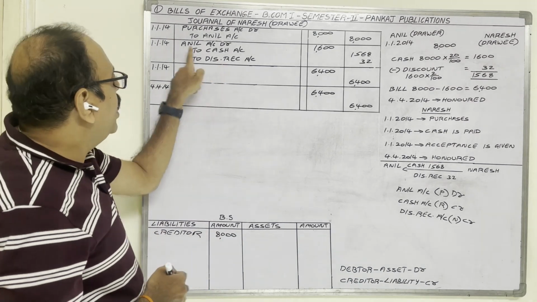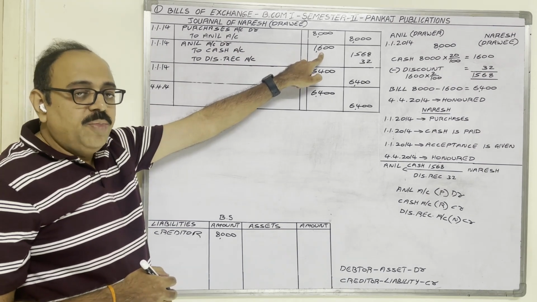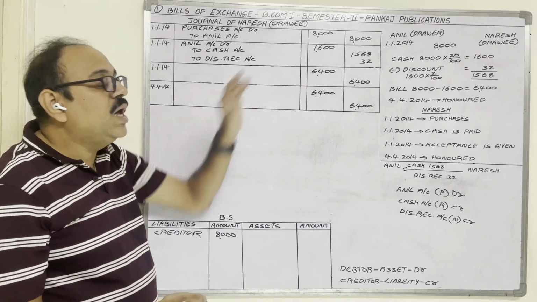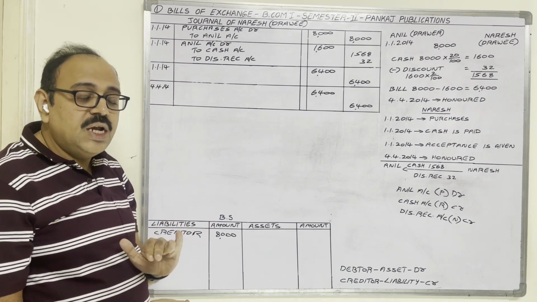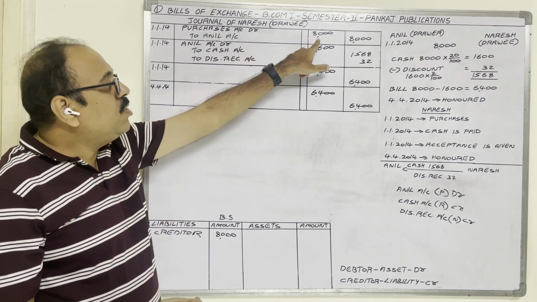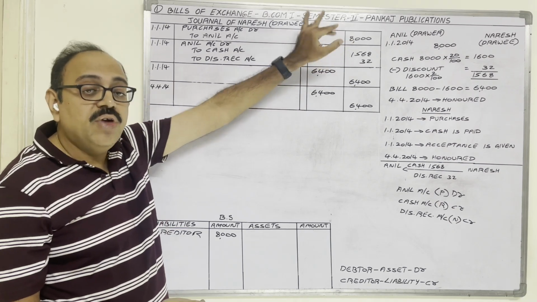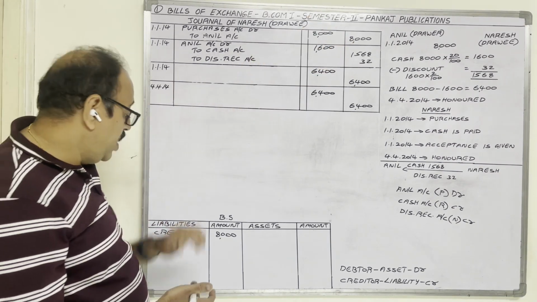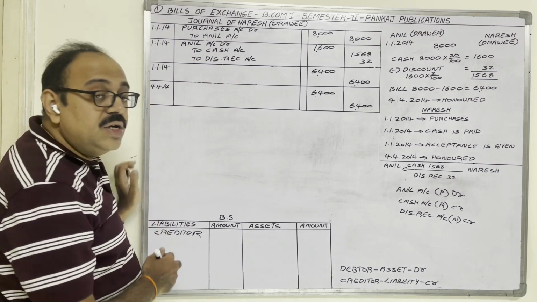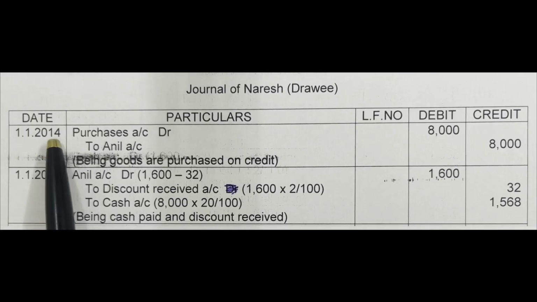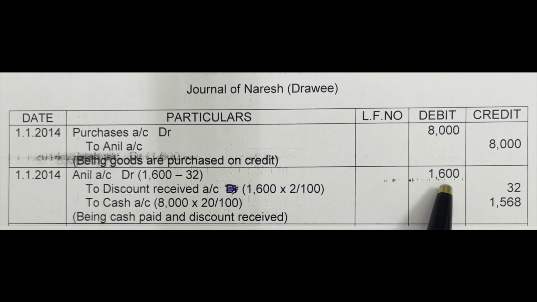In the second entry, we have debited Anil account with 1600, because 20% of this 8,000 we have settled. No? Now Anil is not a creditor for 1600 rupees, so we have to cancel 1600 from Anil account. So Anil account is credited with 8,000 and debited with 1600. After this second entry, Anil is a creditor for 8,000 minus 1600, 6,400 rupees. The second entry is also on the same date. Anil account debtor 1,600 rupees, to discount received account 32 rupees, to cash account 1,568 rupees.